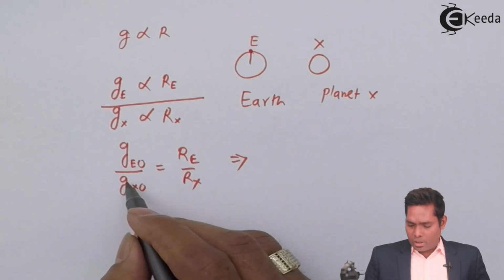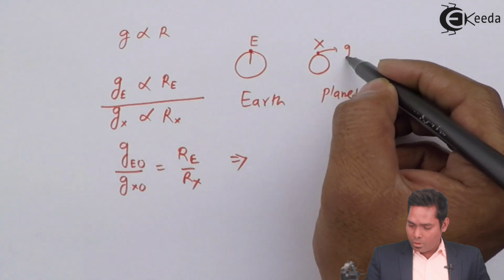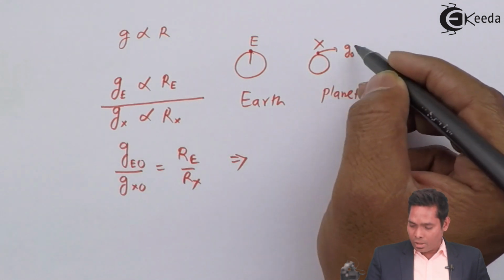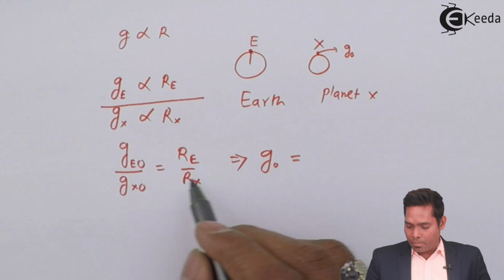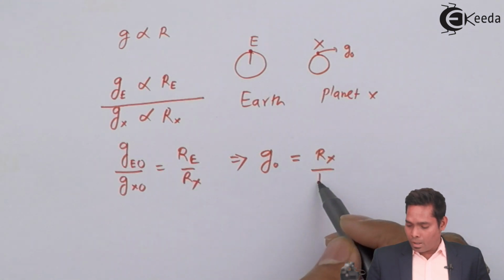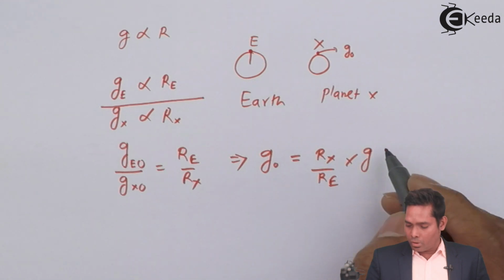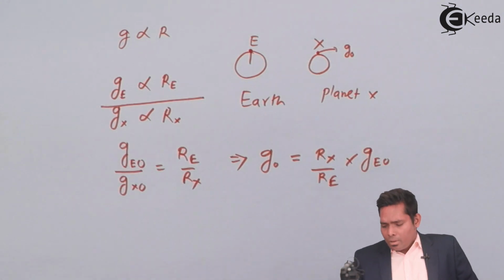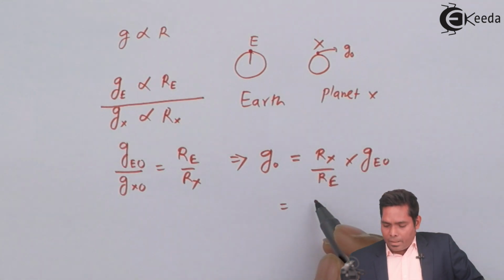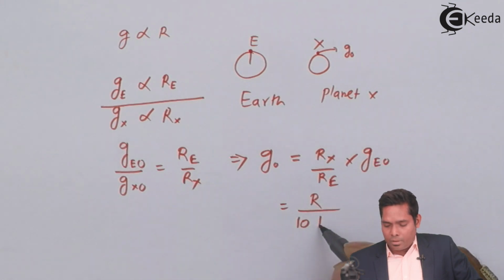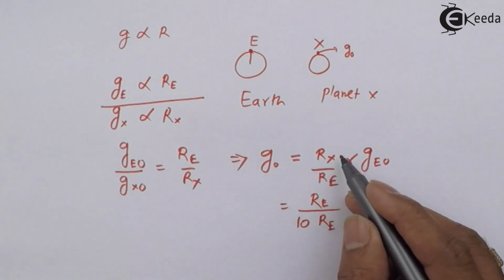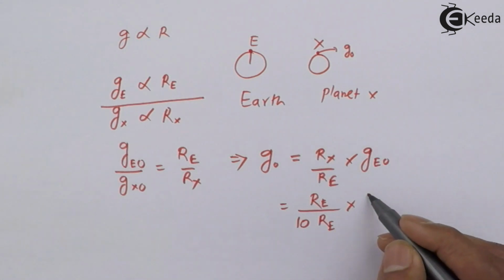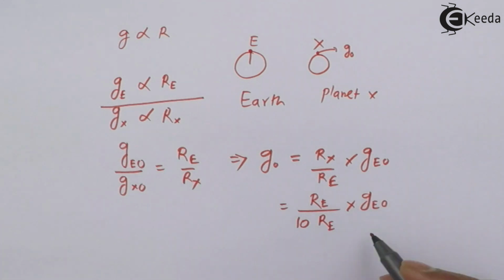So from here I am interested in the G on the surface of this planet, G naught on this planet X. Then G naught on planet X will become Rx upon Re into G on the planet Earth on the surface of that. Rx is given as 1/10 of the radius of the Earth. The radius of the Earth is supposed to be Re, then it is Re by 10, that is given, into G on the surface of Earth.